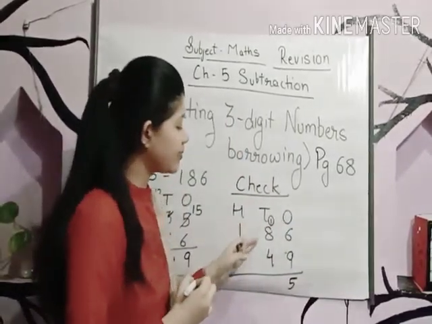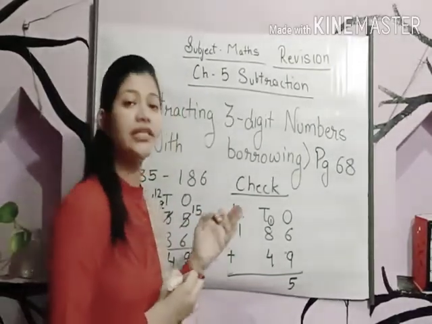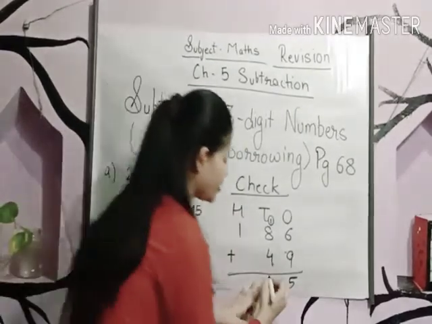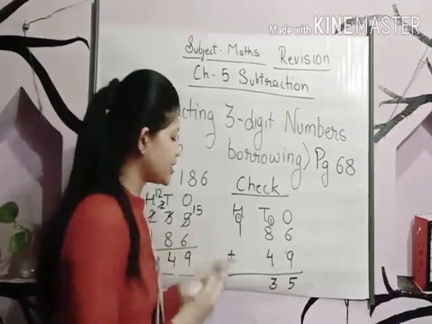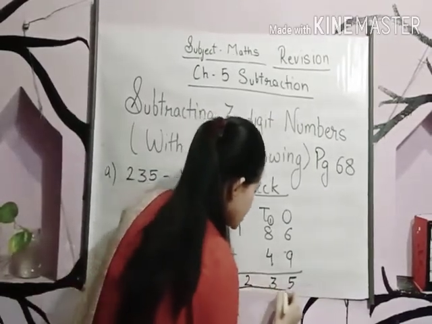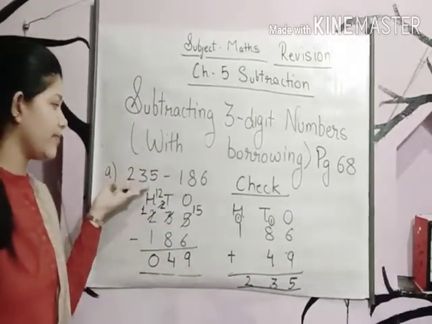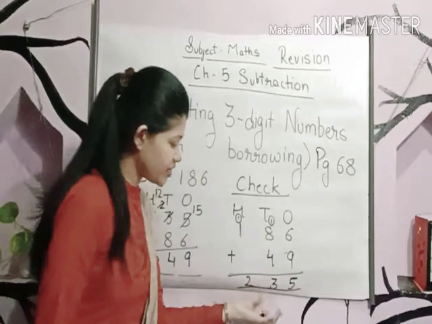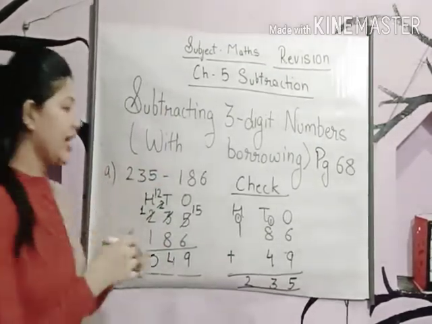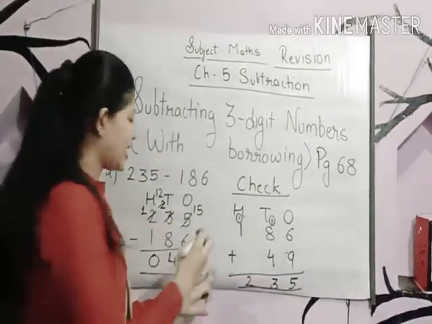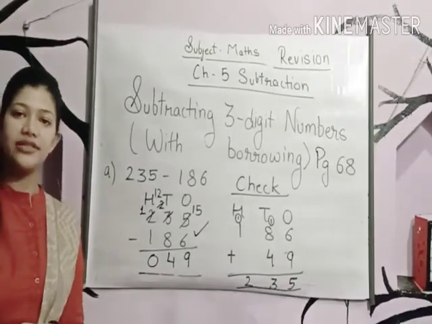Now let's add 8 plus 4 is equal to 12 and 12 plus 1 is equal to 13. So we will write 3 over here and we will give 1 carry over to the hundreds column. 1 plus 1 is equal to 2. Now see, are your sum and minuend the same? Yes. What we got is 235 and what was the minuend? 235. It means the answer to the question which you have done is correct.